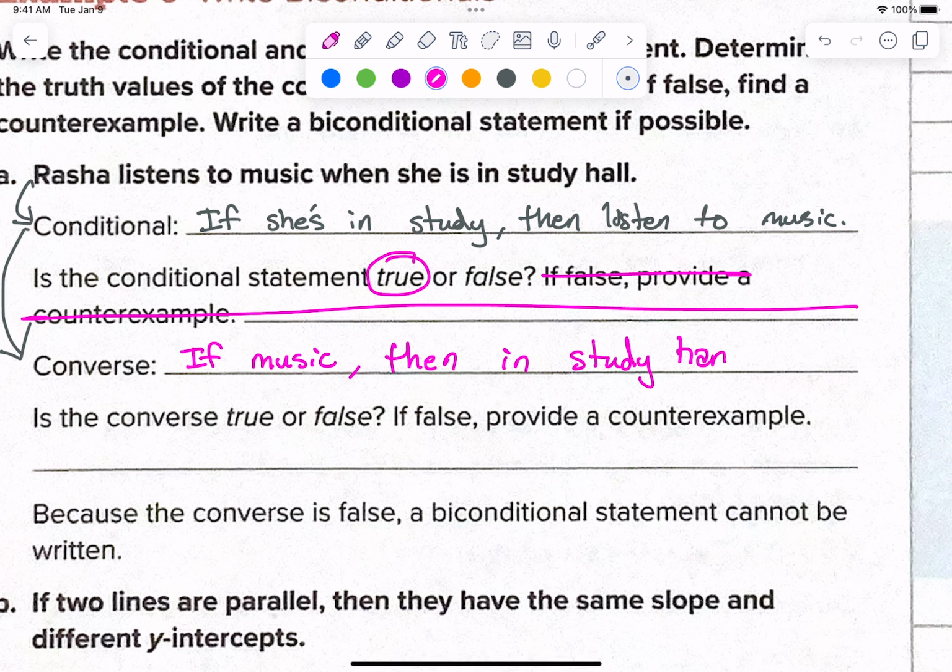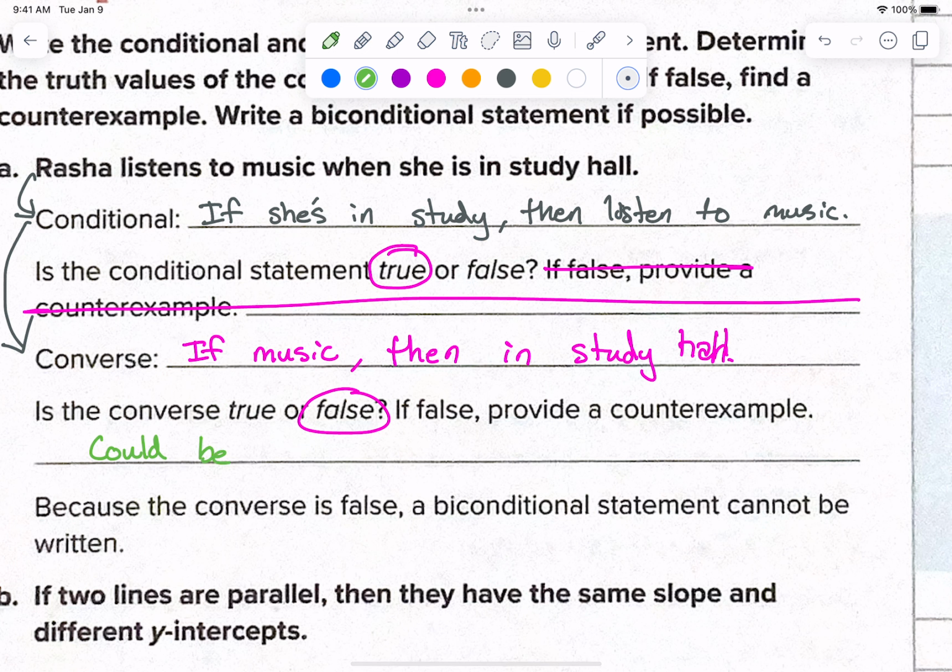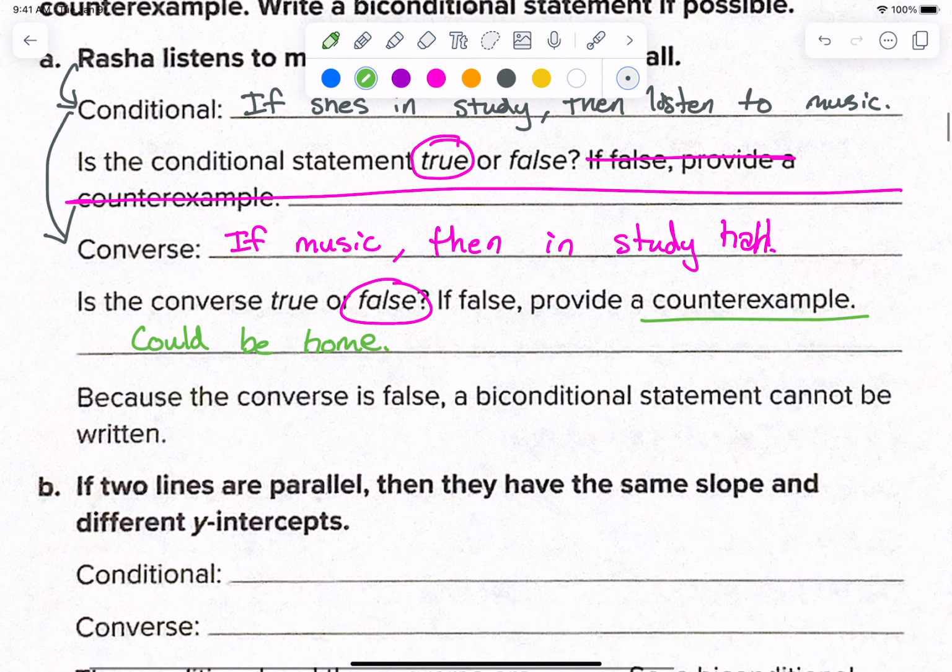Is that true or false? False. Why? She can listen to music. Yeah, so let's say she could be at home listening to music in her room. She could be home, or she could be in another class, right? That's my counterexample. Provide a counterexample. She could be at home, okay? So because the converse is false, if one of them's false, we cannot write a biconditional statement. I can't do the if and only if thing. I can only do it if both of them are true. Got it? That's what we're going to see in this next one.